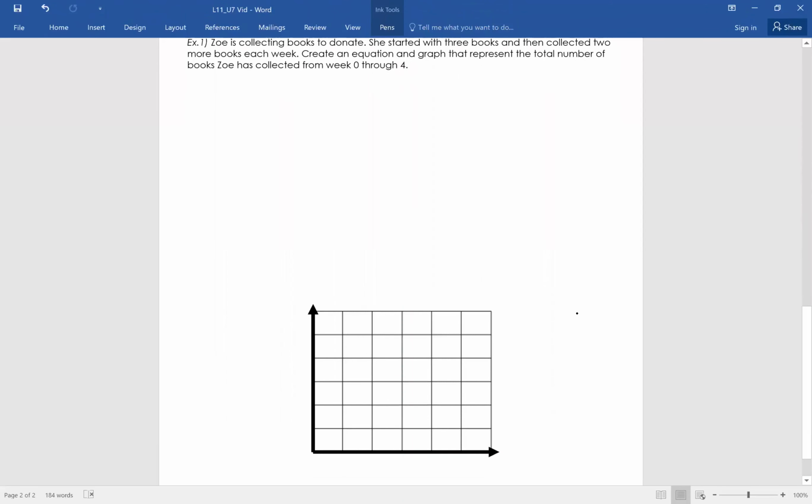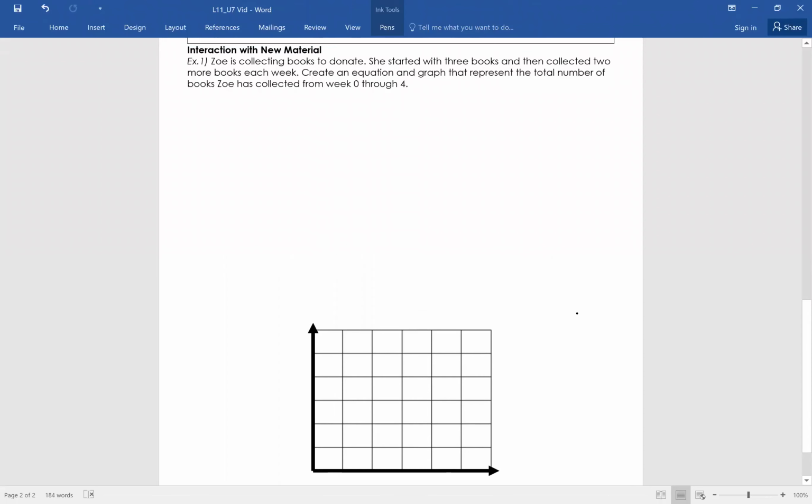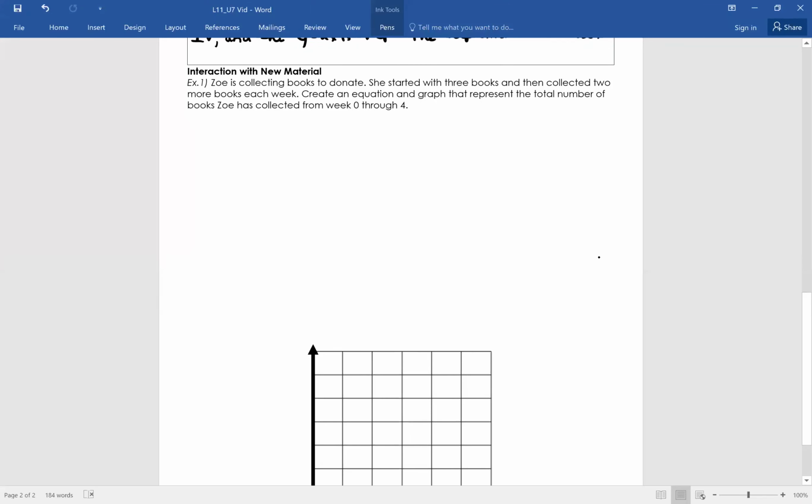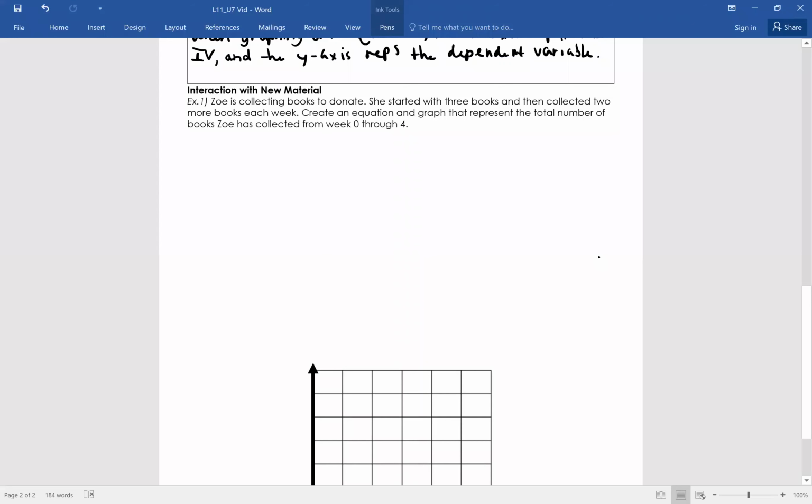Now, none of you are present in a sense where you can answer the questions that I'm going to ask. So I'm going to ask a few of those questions to myself, and then I'm going to answer them as if I were you. So Zoe is collecting books to donate. She started with 3 books and then collected 2 more books each week. That first sentence tells me nothing, but the second sentence tells me a lot.